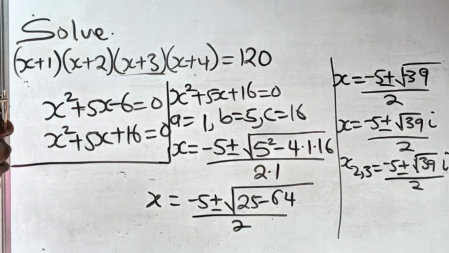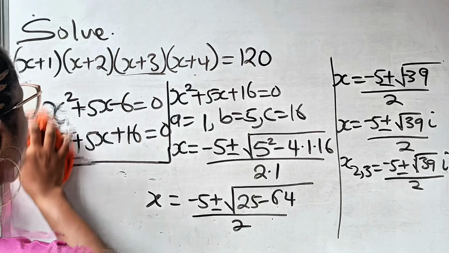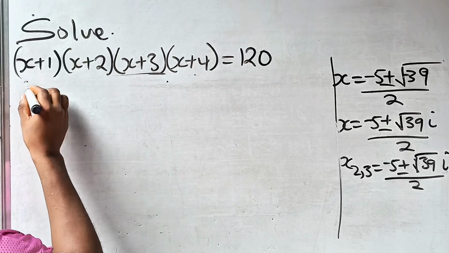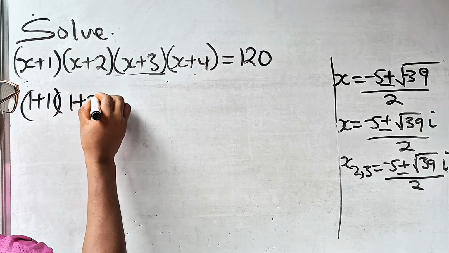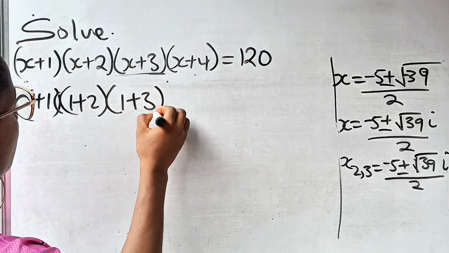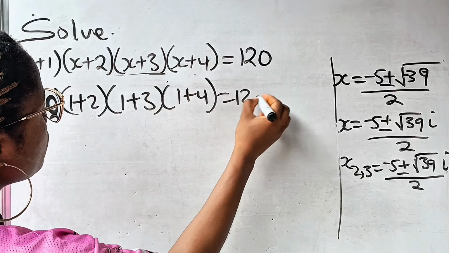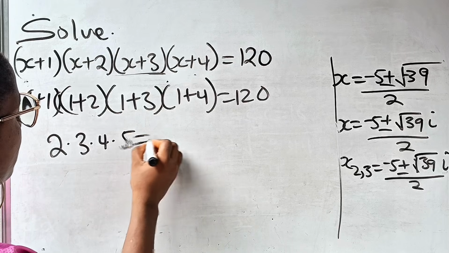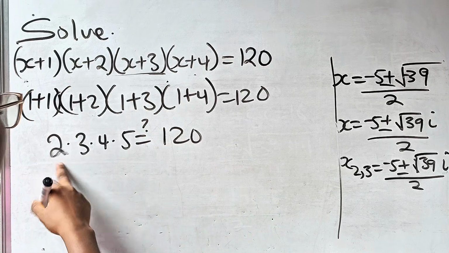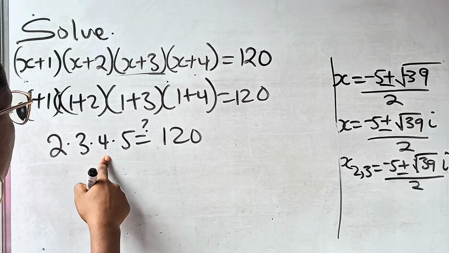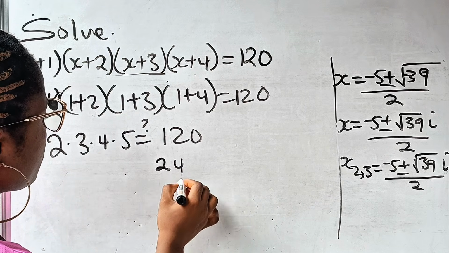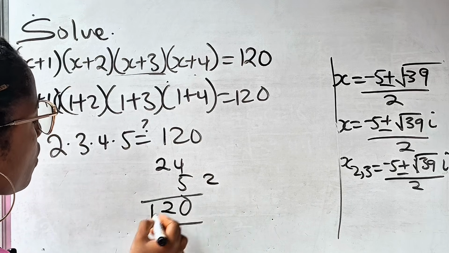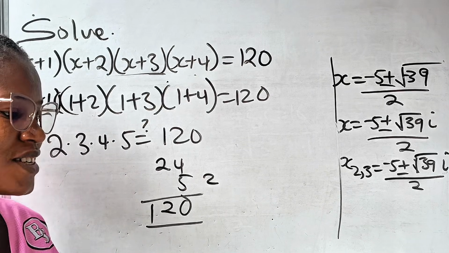So now let's check. We got the real values of x are 1 and negative 6. Let's use 1, the one that is very fast, because I don't want this video to be too long. If I substitute 1 as my x, I have 1 plus 1, 1 plus 2, 1 plus 3, 1 plus 4 equals 120. So we have 2 multiplied by 3 multiplied by 4 multiplied by 5 is 120. 2 times 3 is 6, 6 times 4 is 24, 24 times 5 is 120. So you can see that the answer we got is right. Thank you for watching and bye.